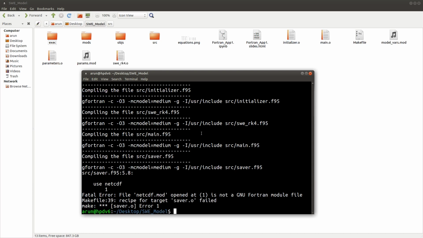Clearly you can see there is actually an error. Fatal error: it's not a GNU Fortran module. That's odd.